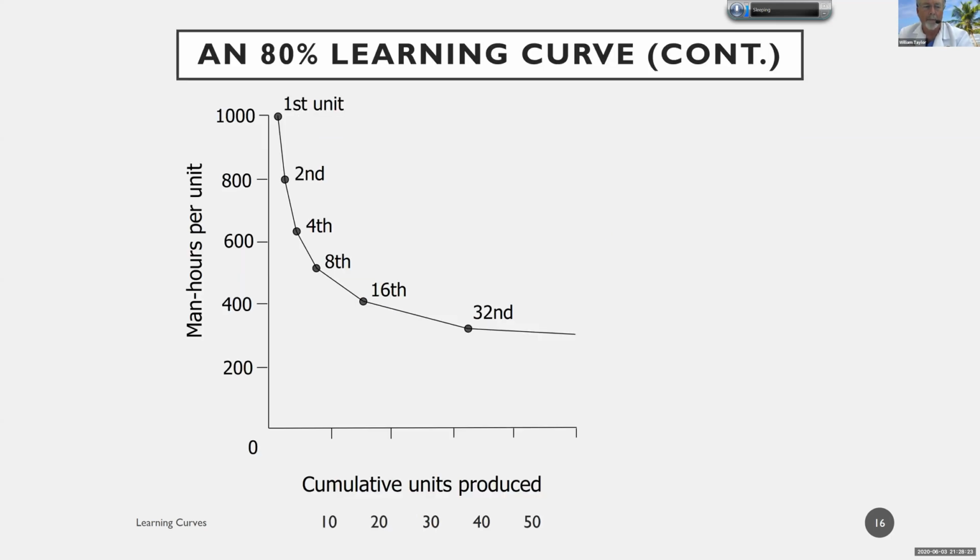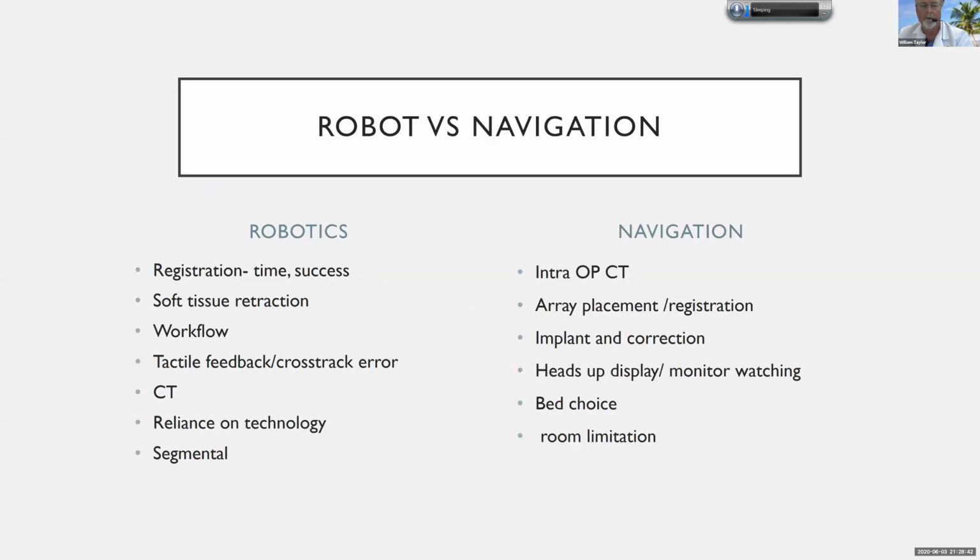So if you look, an 80% learning curve is just about around 10 cases where the curve starts to flatten out. And that's pretty much where we are with most things. The robot doesn't seem to do that. The learning curve is not as steep, it's much flatter, and it's much more difficult. And I think the robot versus navigation is really not an argument between the two, but the combination of the two, where we're really going to finally see success.